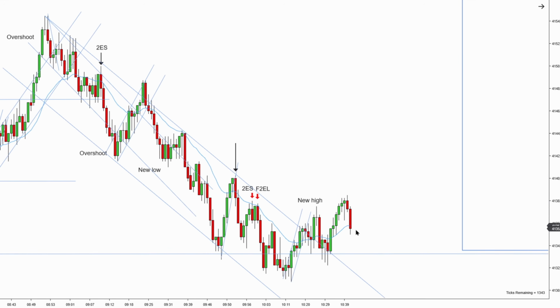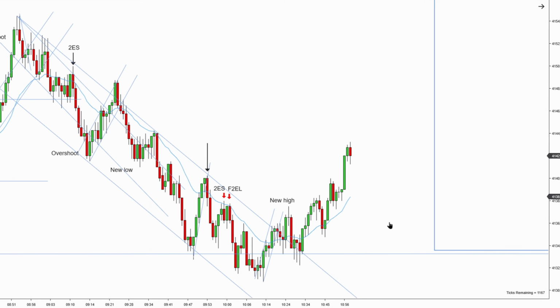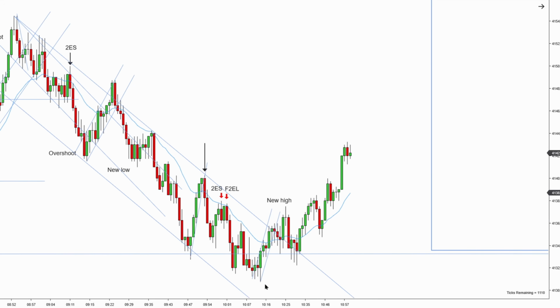I'm just waiting for a push below the EMA and possibly a lower high, or a second entry long. But notice it's not happening, and we keep working higher. Okay, so at this point, I need to adapt to the structure. We are failing to get the new extreme.